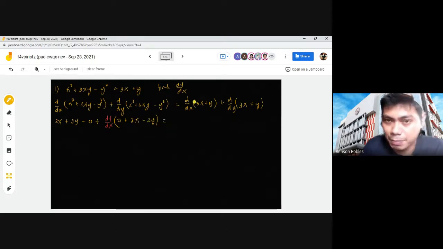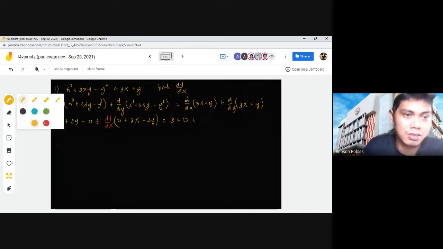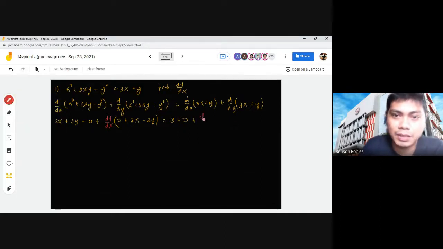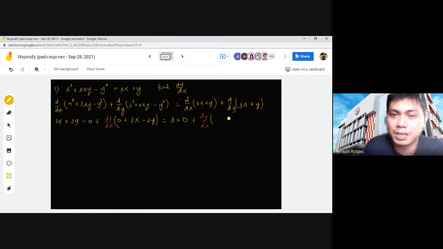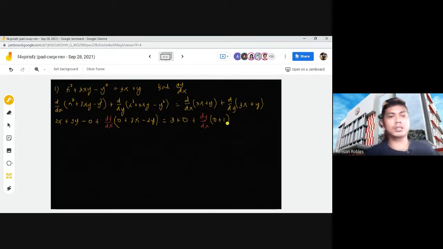Then, derivative of 3x in terms of x, that is 3, plus 0. Plus, again, you are now differentiating with respect to y, you affix dy/dx, then times the derivative of 3x with respect to y, that's 0. Derivative of y with respect to y, that's 1.